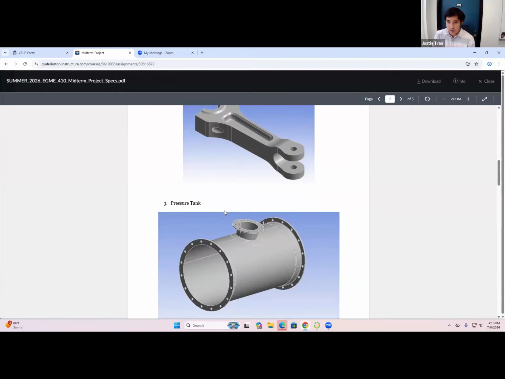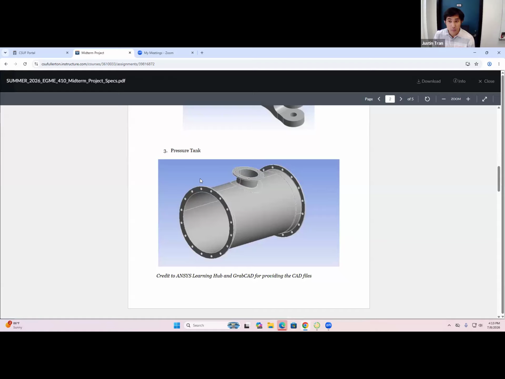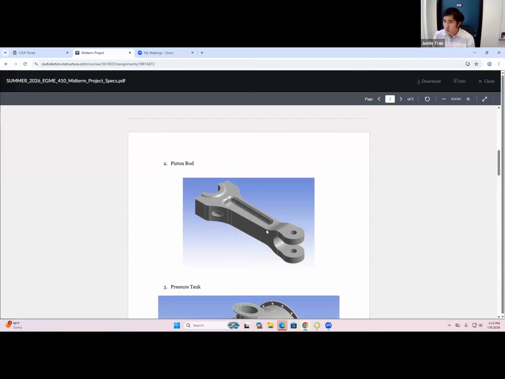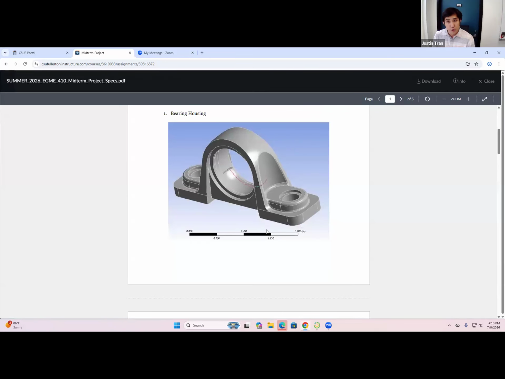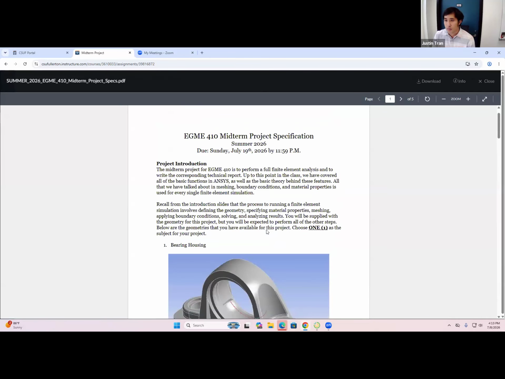Okay. And the last geometry here is a pressure tank. And so it is a cylindrical pressure tank. And so it's designed to have some kind of fluid running through it. And so you're probably gonna have some hydrostatic pressures being applied on this tank here. You can apply some forces from the outside as well. Okay. And so those are your 3 options. And so you need to choose one for your project.